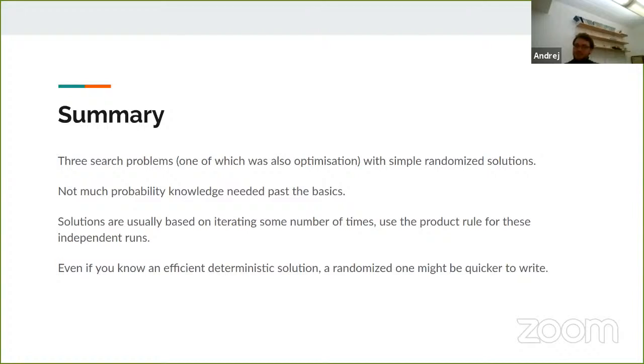Anything else? Yeah, I think that looks like it's it for now for the live chat.